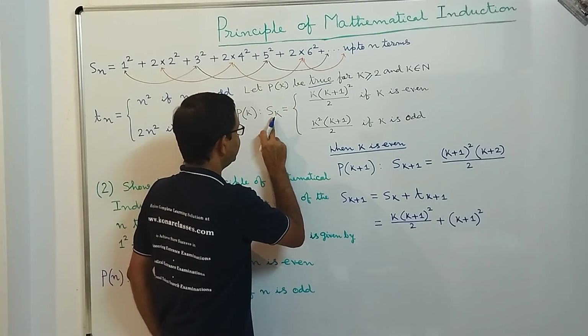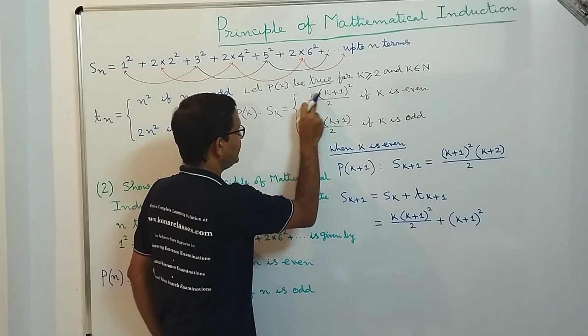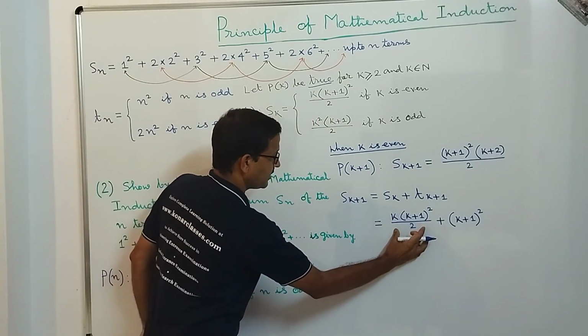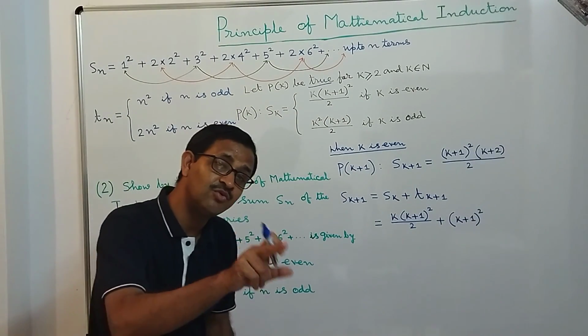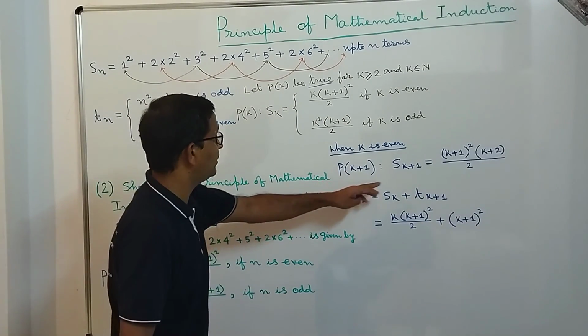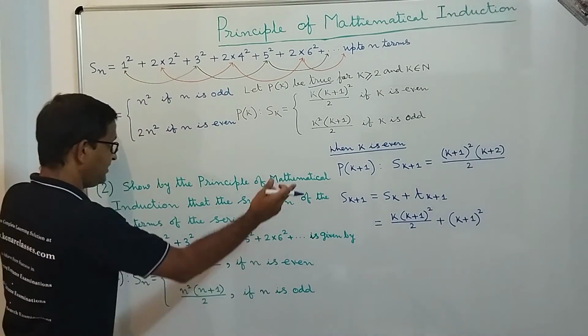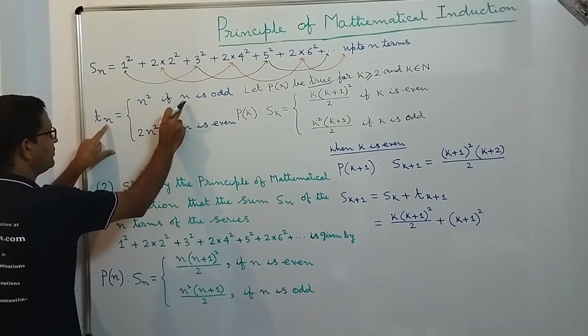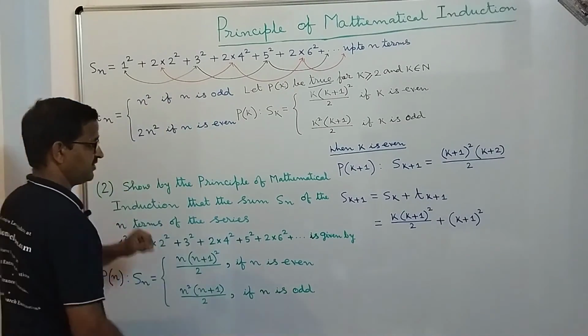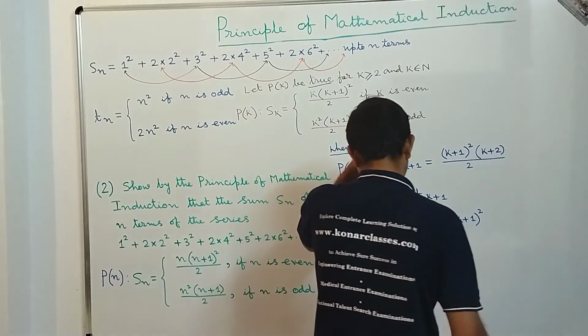So we can take the value of Sk as k into (k plus 1) whole square by 2 plus tk plus 1. Tk plus 1 is what? It is the (k plus 1)th term, when k plus 1 is odd, as k is even. So for tk plus 1 you should take (k plus 1) whole square, because k plus 1 is odd according to this definition. Now let's proceed.